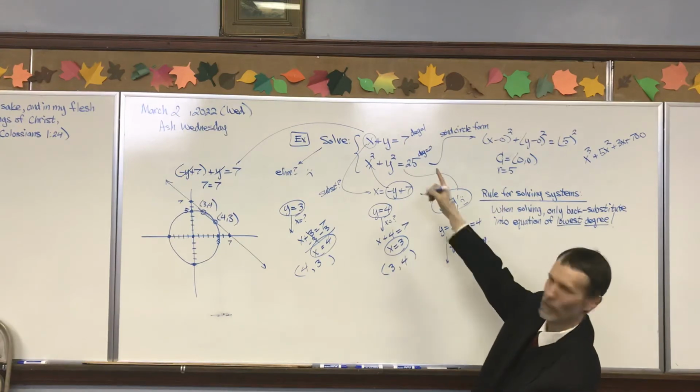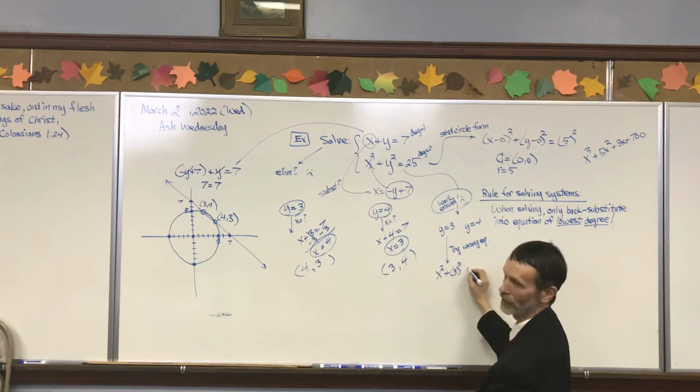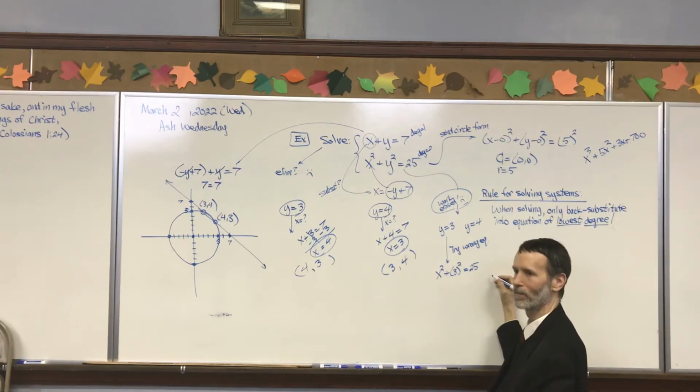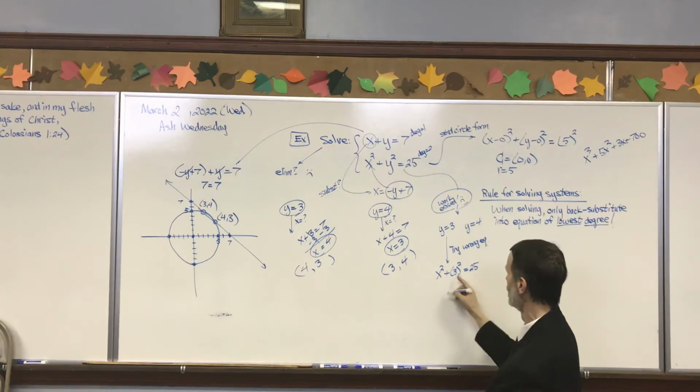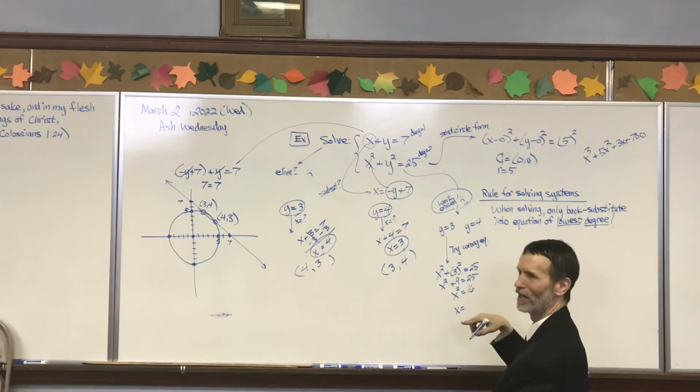In other words, I want to try and plug it in the x squared plus y squared formula. It looks like this. x squared plus 3 squared equals 25. Somebody solve that for me? X squared plus 9 equals 25. Keep going. Okay, so x squared equals what? 16. Keep going. Square root. What do you get? 4.